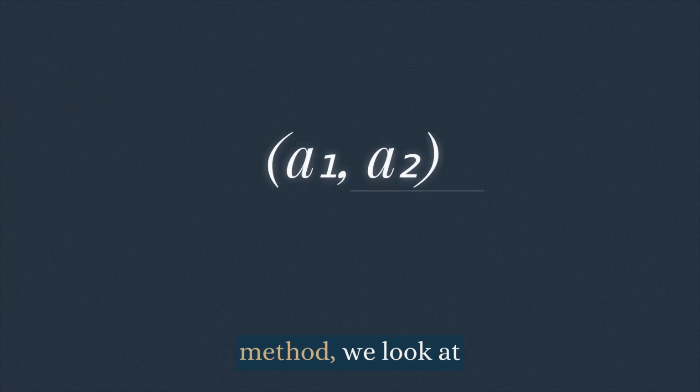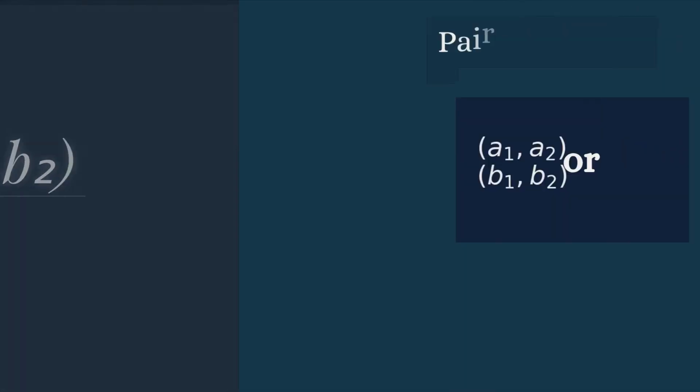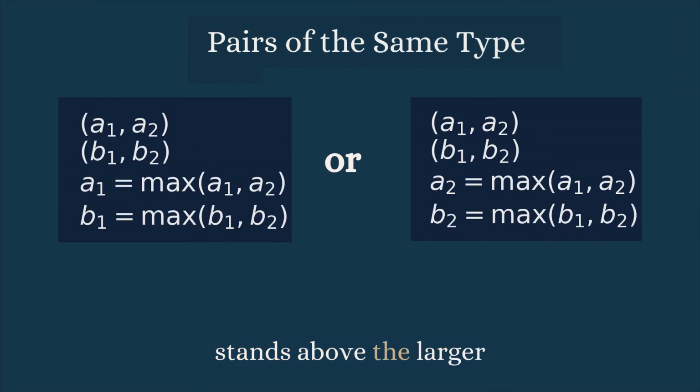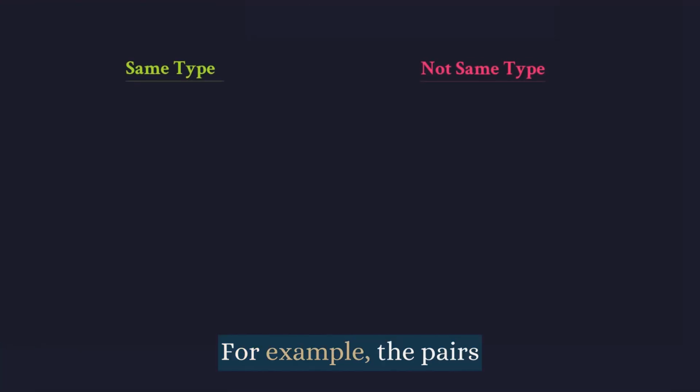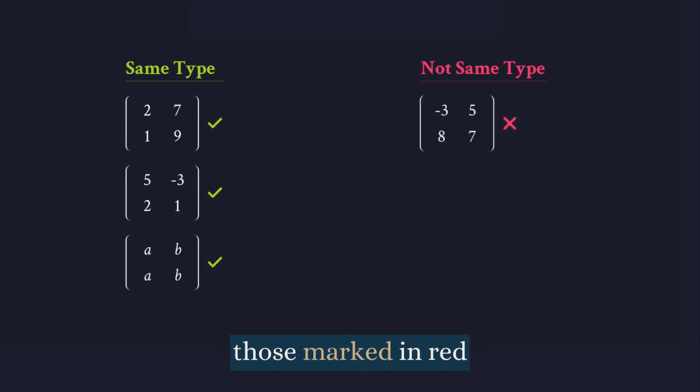To use the mentioned method, we look at two pairs of real numbers, a1 and a2, and b1, b2. We say they are of the same type if the larger entry in the top pair stands above the larger entry in the bottom pair. For example, the pairs written in the green marked matrices are of the same type, whereas those marked in red are not.